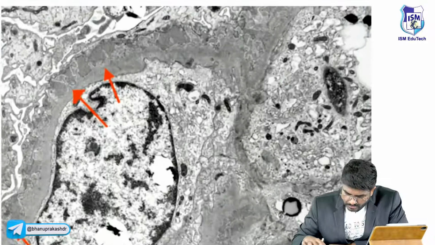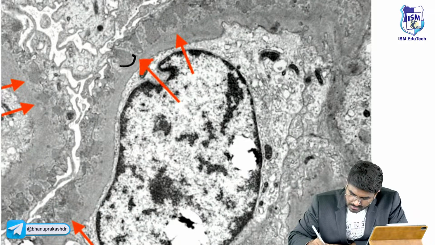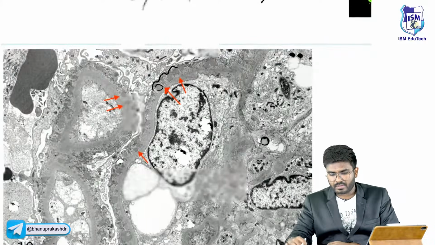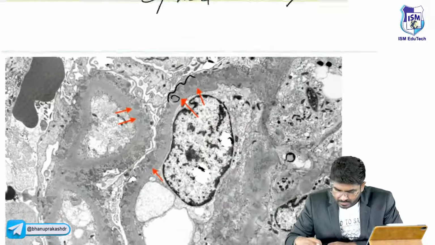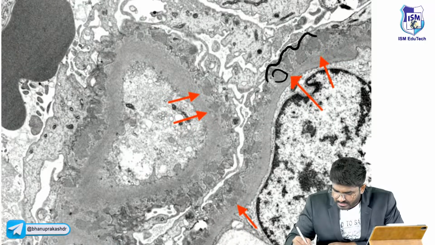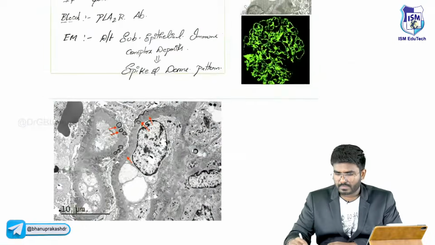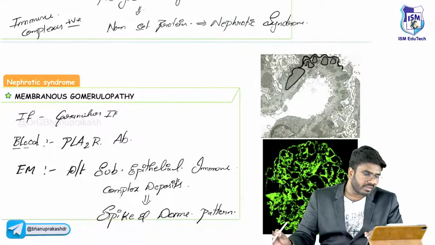Even here you can clearly see, sir, these are the immune complexes. So a spike and dome pattern can be seen, sir. Spike and dome appearance of the glomerular basement membrane can be seen. Here also you can see these are all the immune complexes. Okay, so these are some important points which I want you to know.